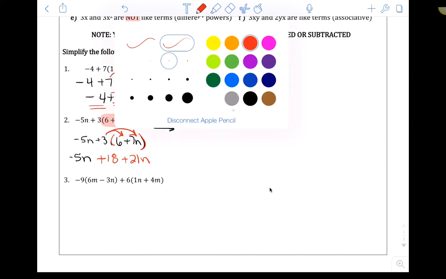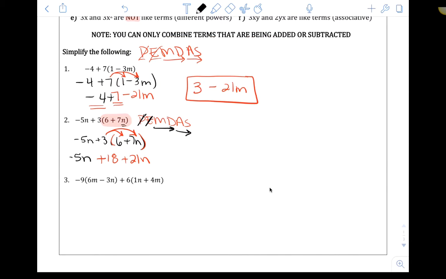Now when I look at my problem, I'm going to see if I can add or subtract anything going left to right. When I look left to right, there's a lot of plus signs, so I know I'm going to be adding something, hopefully, if there are like terms. This negative 5n says I have negative 5 n's hanging out. This 18 just says I've got 18, and this says I have 21 n's. Well, I do have like terms. My like terms happen to be this negative 5n and this 21n.